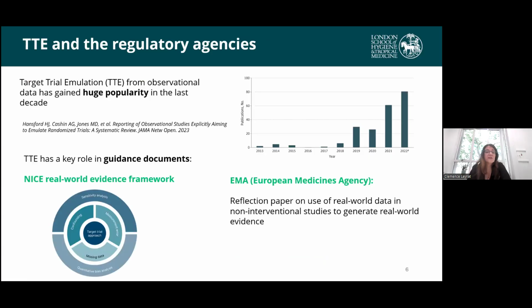It's very important because target trial emulation now has a key role for regulatory agencies, and it is described in guidance documents from NICE or from the EMA. So that's why we need to really improve the methodology of these target trials and see what they can and cannot do.